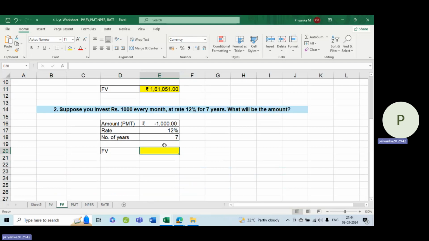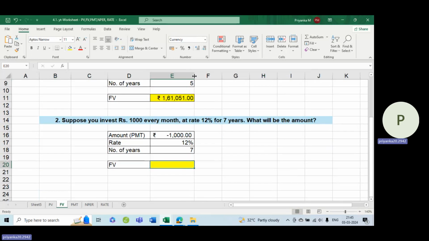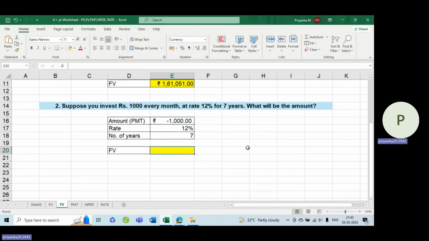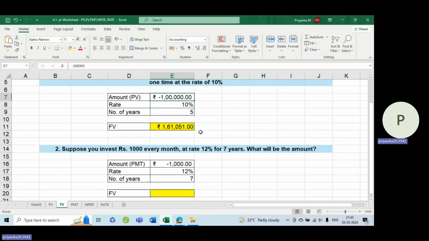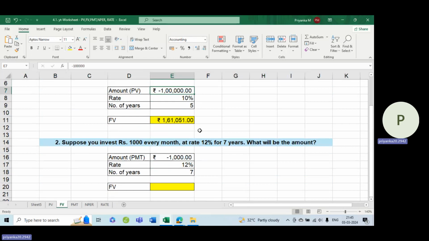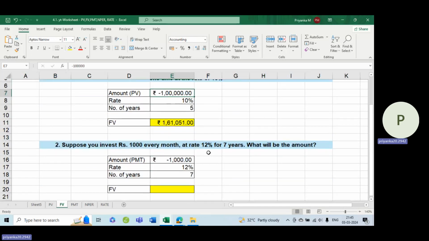Here it is a little bit different. There it was a one time investment that after 5 years they'll be getting it. Here they say you're investing 1,000 rupees every month. Okay, so you're investing 1,000 rupees every month at the rate of 12% for 7 years. They are asking what will be the future amount. Okay, so here again I'm saying we have to introduce a negative sign, as it's an outflow. Even though it's an investment, it's an outflow from us. In the future it will return to us. So obviously we are introducing a negative sign here.